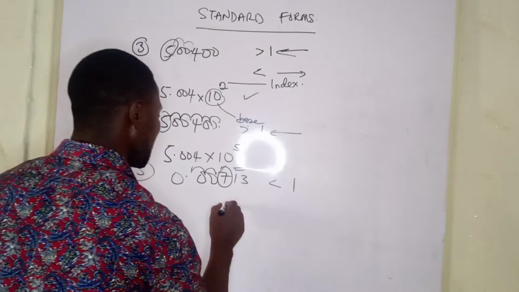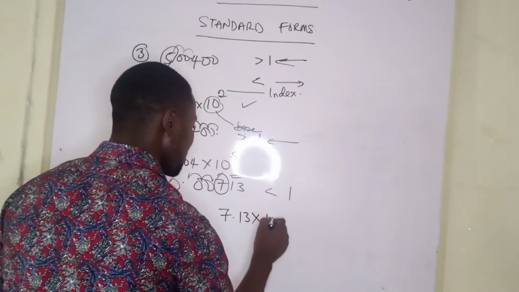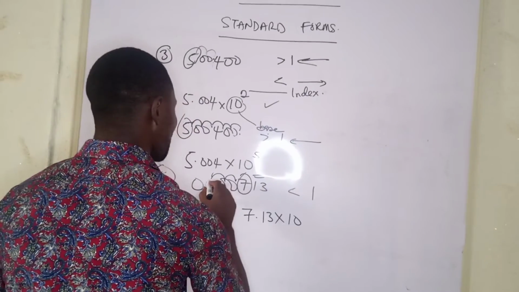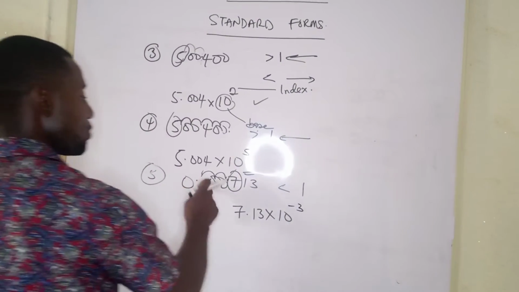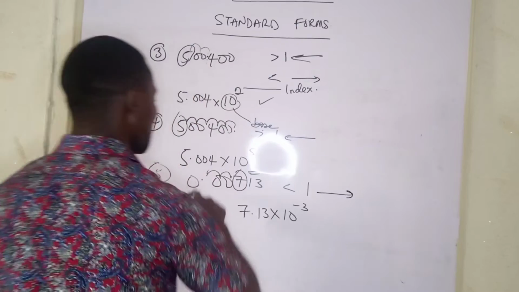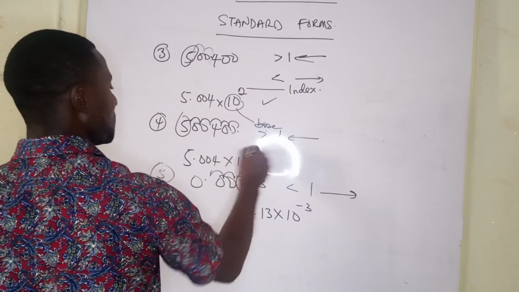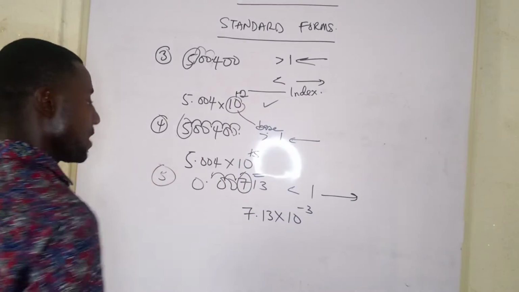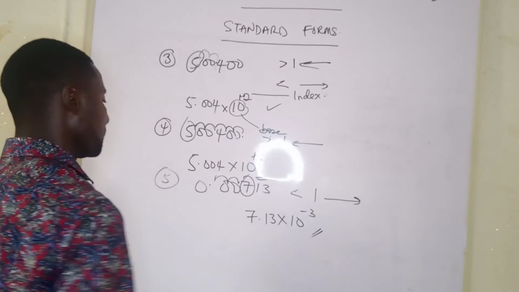So it becomes 7.13 times 10 raised to what? 1, 2, 3, minus 3. This one is minus 3 because you are counting forward, which is lesser. This one is plus 5, plus 2, because you are counting backward. So we have this value here.